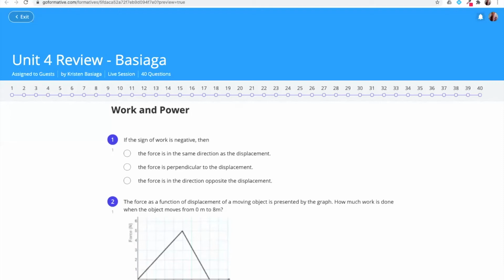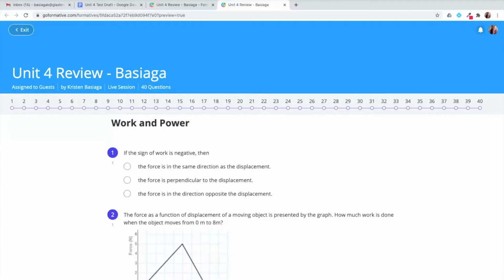Good morning, everyone. Mrs. Basega here, and today we're working on work and power. This is the review for the Unit 4 test.